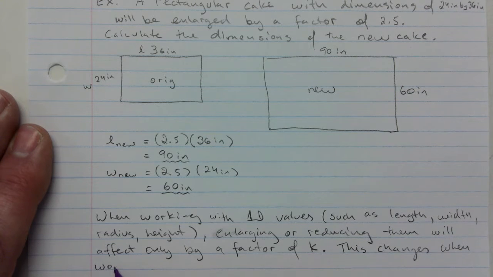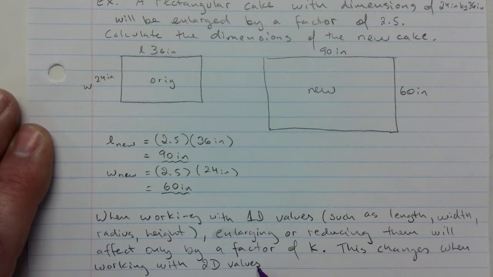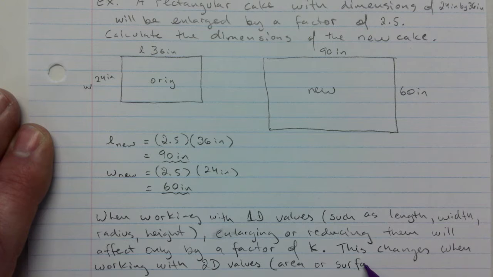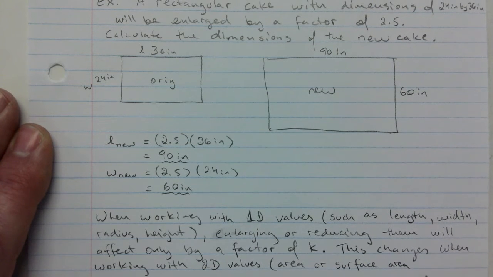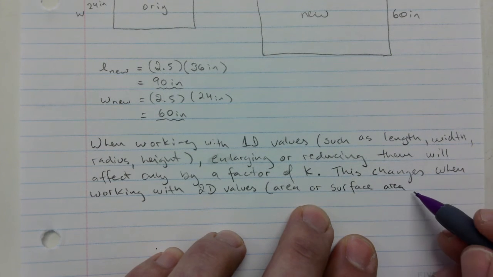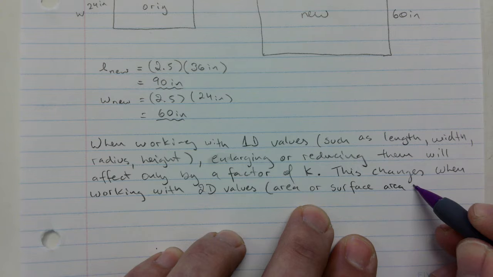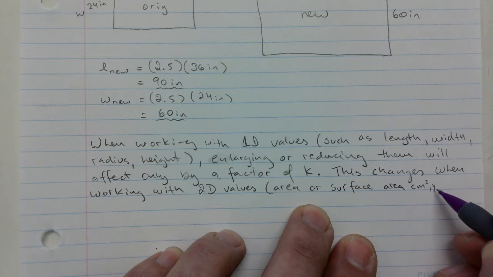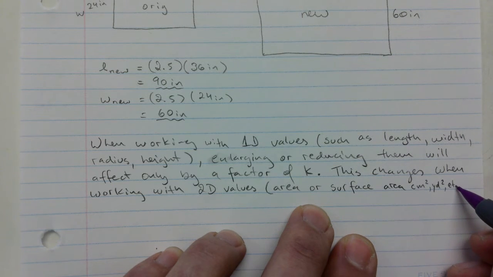when working with two-dimensional values, that would be area or surface area. And how will you know that it's area or surface area? You're looking for centimeters squared or square yards, etc.